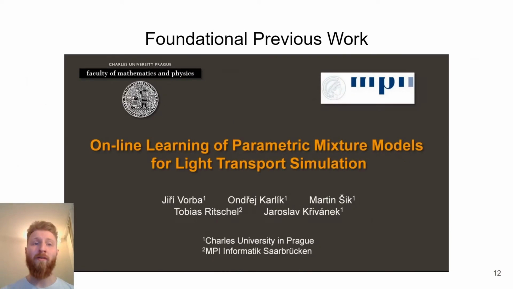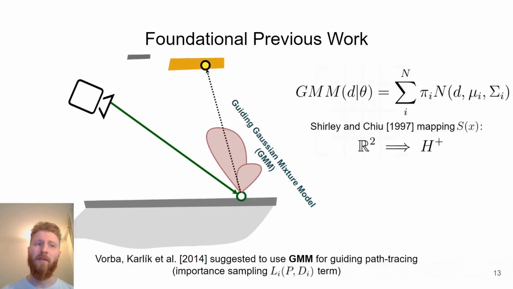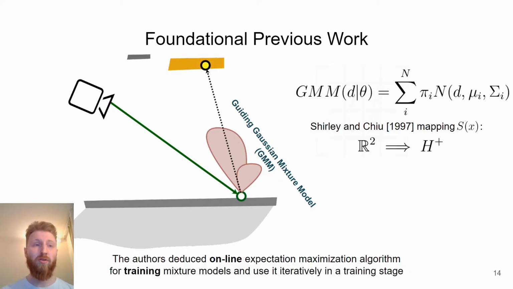We're inspired by the work of Vorba, Karlík et al. It's called Online Learning of Parametric Mixture Models for Light Transport Simulation. The authors suggested using Gaussian mixture models for guiding the path tracing algorithm. They do importance sampling inside the lighting term using trained Gaussian mixture models, which they define in hemispherical space by some mapping. They apply the expectation maximization algorithm for optimizing the parameters of the mixture models. The authors also derived online versions of this algorithm, which will be pretty useful in our case too.